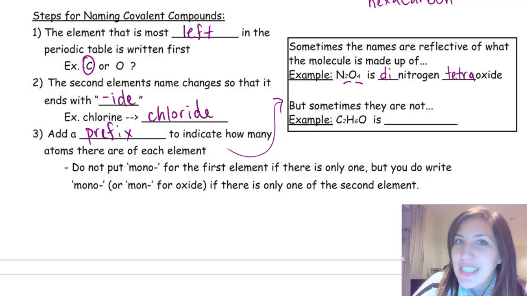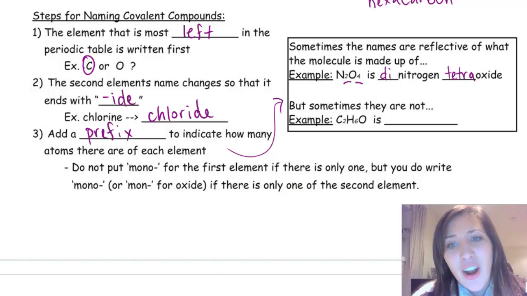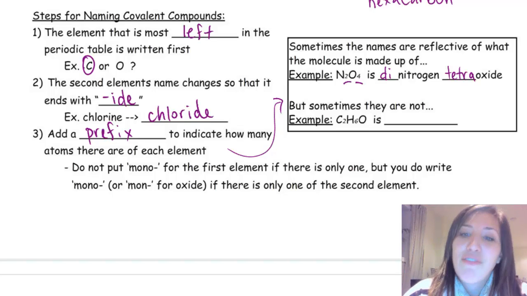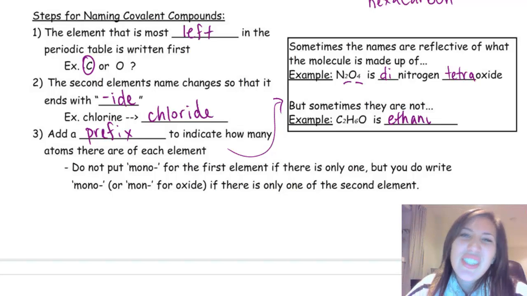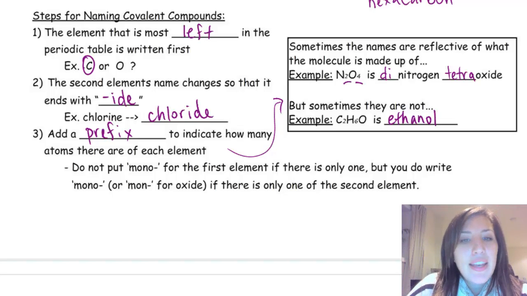However, sometimes it's not the case. For example, C2H6O isn't dicarbon hexahydrogen monoxide. Unfortunately, it has a special name, ethanol. So there are some special names that you're just going to have to memorize or look up on the internet. Now, there are a couple rules for this. Mono for number 1, often, we're not going to mention it.